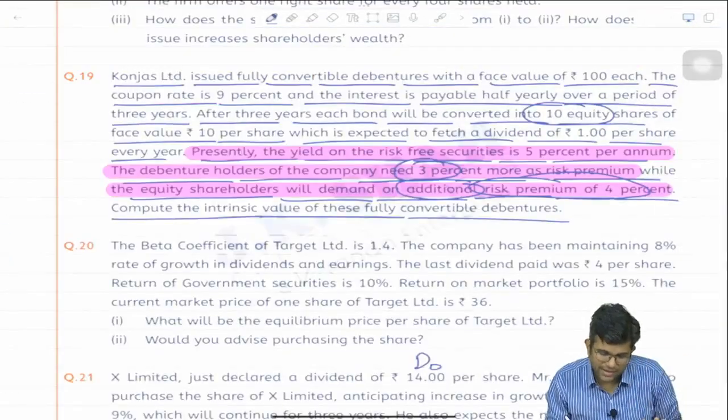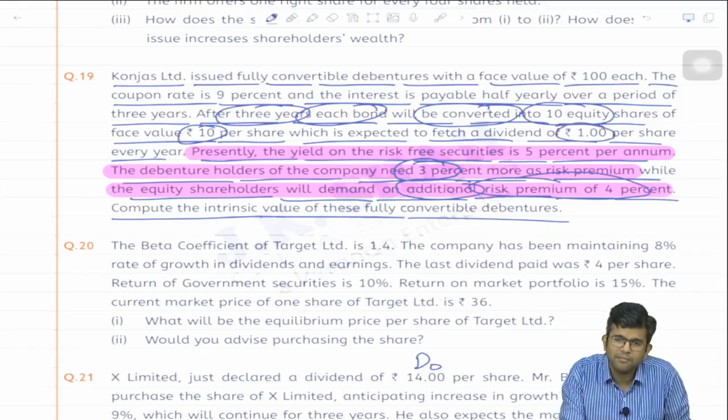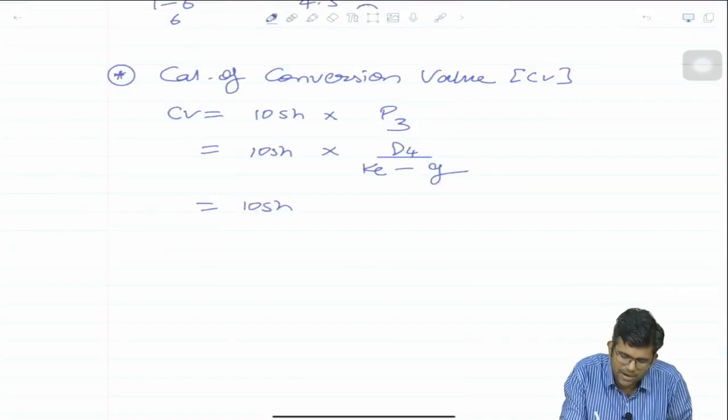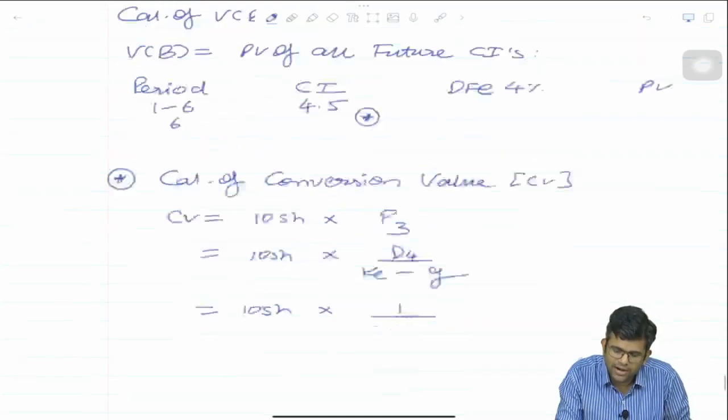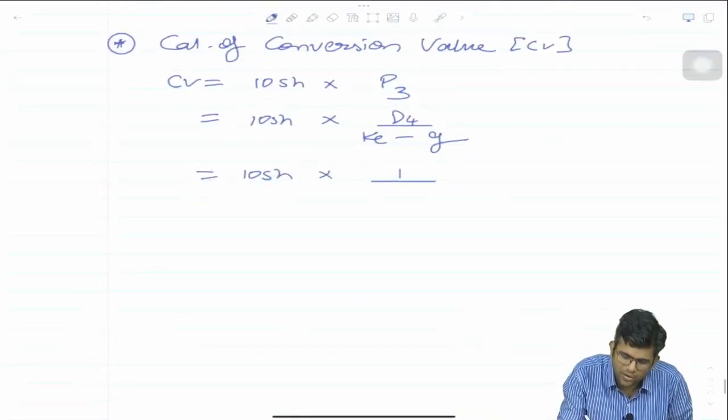They are saying that after 3 years, each bond will be converted to 10 shares having face value of 10, which is expected to fetch a dividend of 1 per share. Which means, can I say we are expecting dividend per share to be 1. Everyone, are you able to understand? The whole divided by the KE that we need, which is 12%. So I will write here 12%, and look at this.